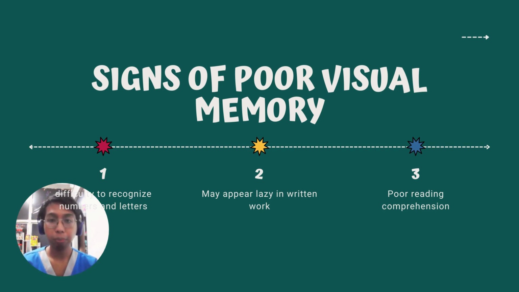So this is how we can see signs of poor visual memory. Not just in children, but it could also be in adults.